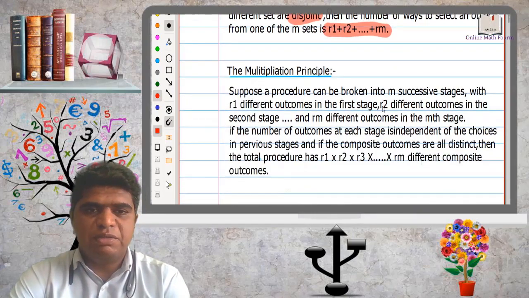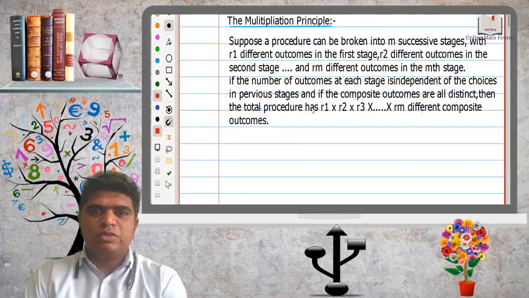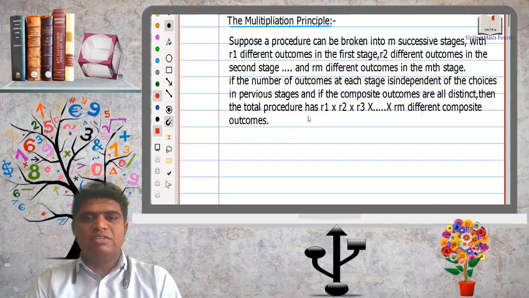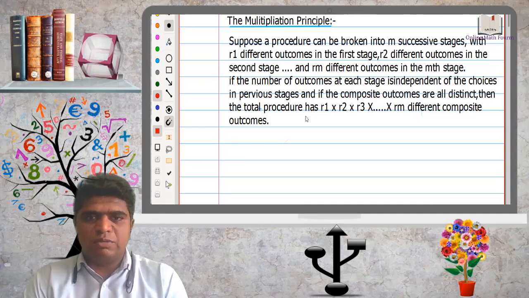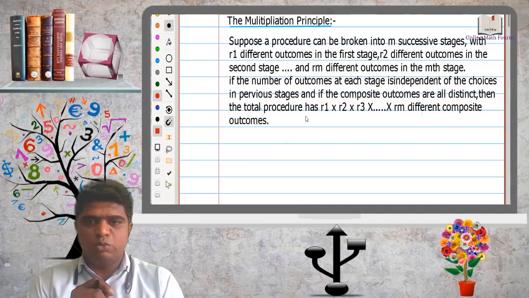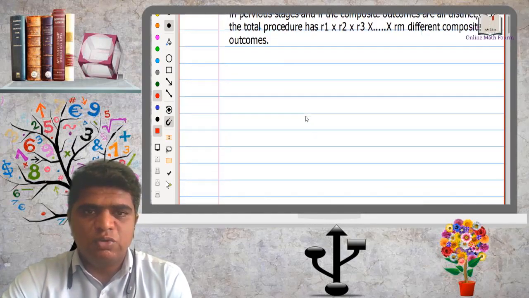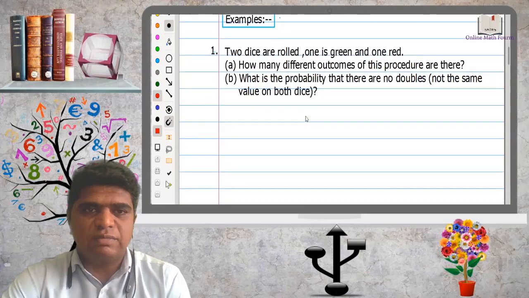Similarly, for the multiplication principle, if in a problem there is an OR condition, then we use the addition principle, and whenever there is AND, we use the multiplication principle. All these statements are given in your combinatorics book, which is by Alan Tucker. Okay, we go through some examples. First example.